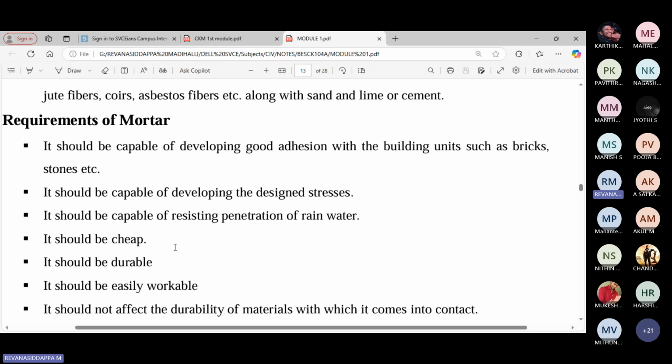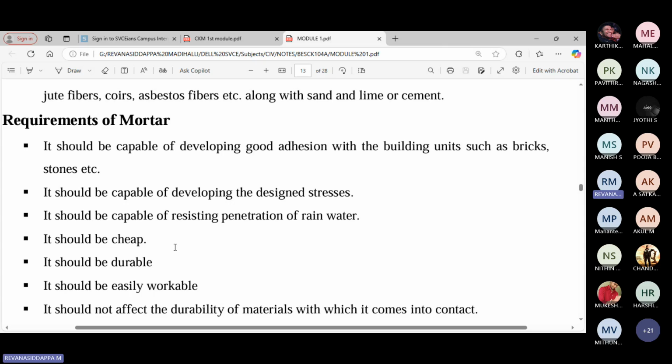The mortar should be proportioned in such a way that it has good workability and good flowability, so that it can be used for construction purposes.